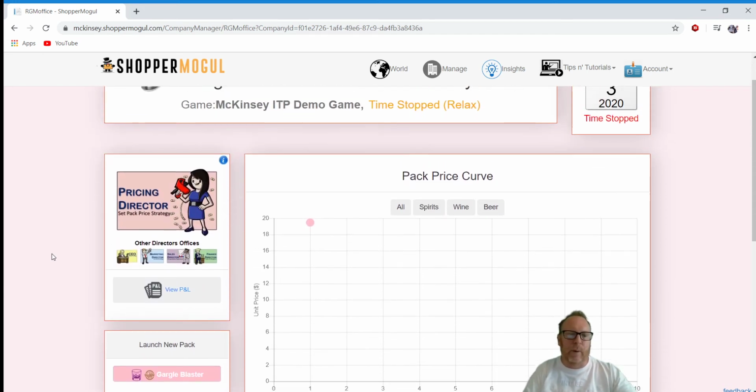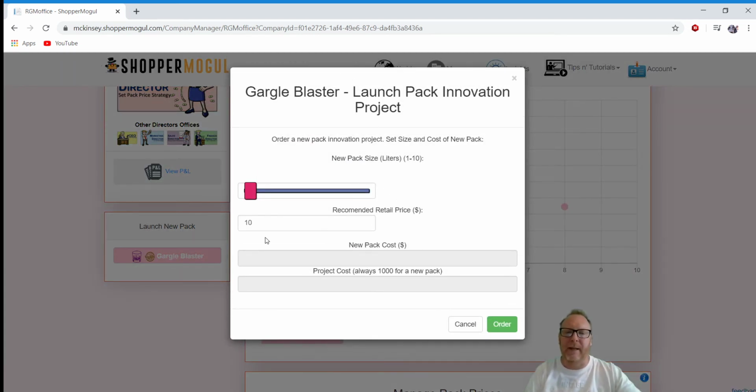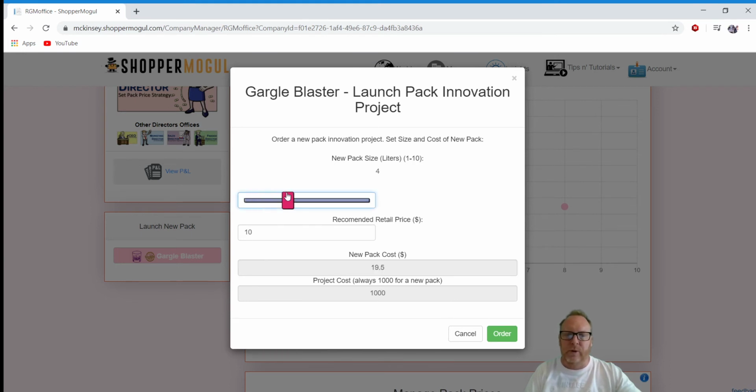Now, in this case, if we want to launch a new pack, we have an option to do that. Any category where our CEO has said we are either defending or growing, we're allowed to launch new packs. So we can just click and say launch new pack for Gargle Blaster. We can choose what pack size. Let's say we're going for a 5-pack. So you can see here how much it's going to cost to make each of those packs. That's going to cost almost $22 per pack to make.